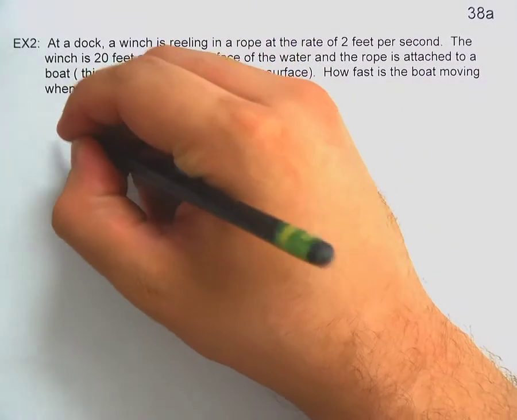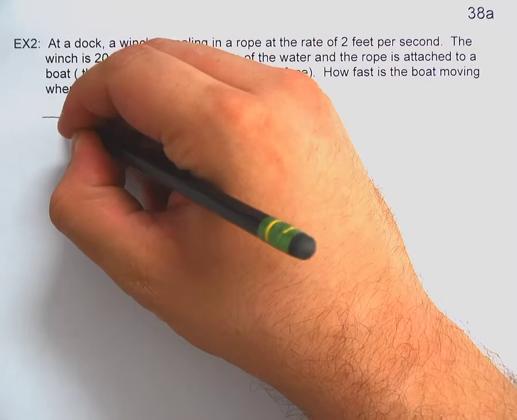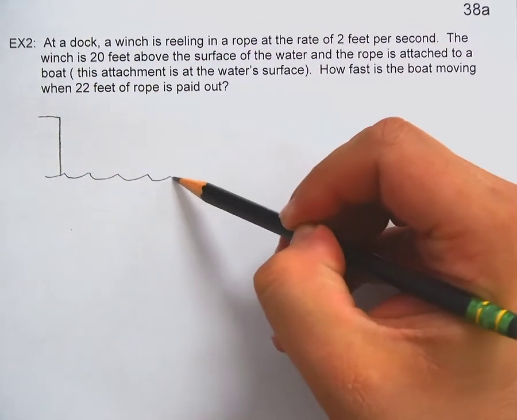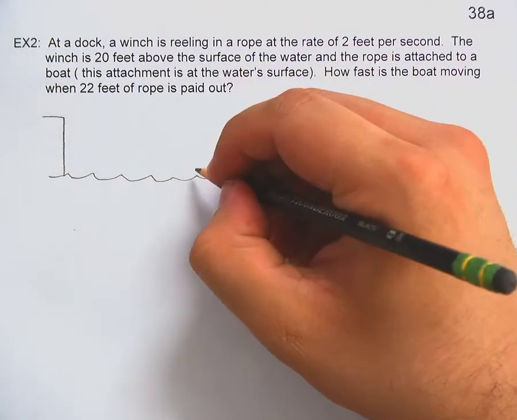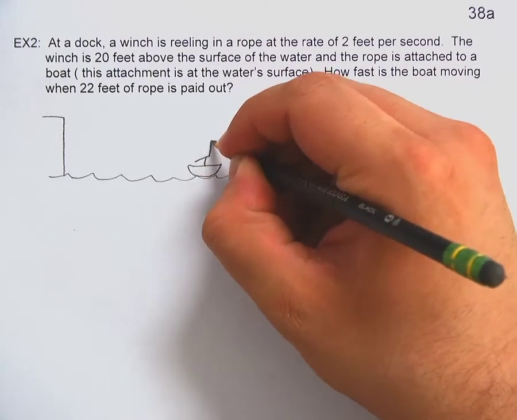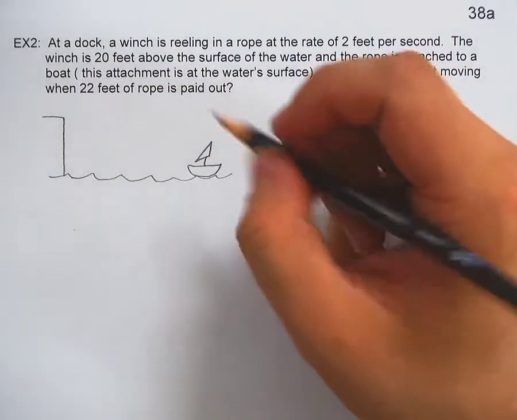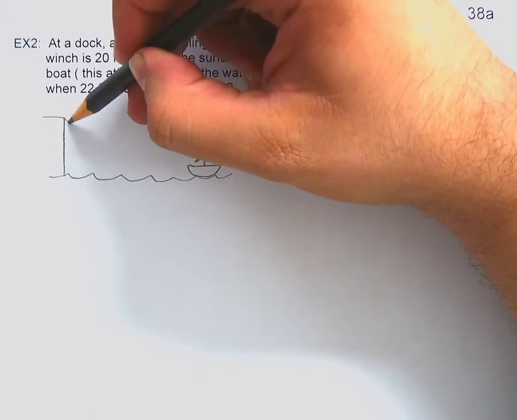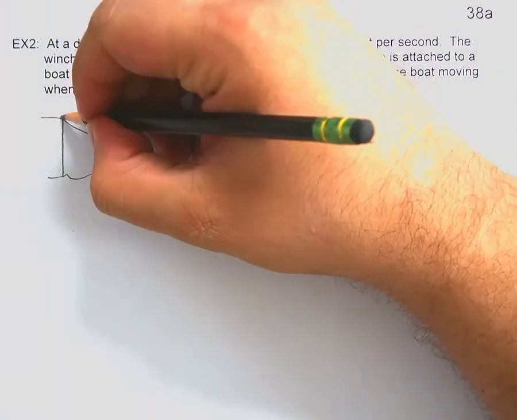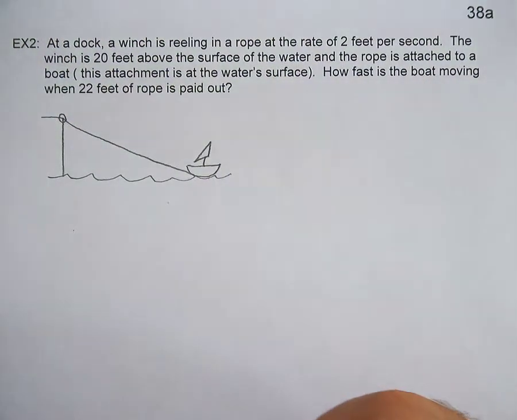So let's draw a little diagram here. We've got a dock like this. We've got some water. Oh, waves. We've got a boat on the waves. Here's my little boat, right? And I've got a rope going from the winch to my boat. So here's my winch, here's my rope, it's going to my boat. And it says, how fast is the boat moving when there are 22 feet of rope?